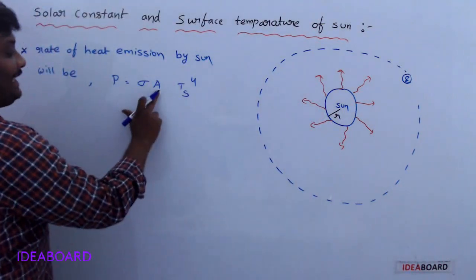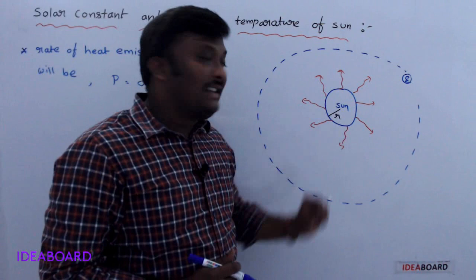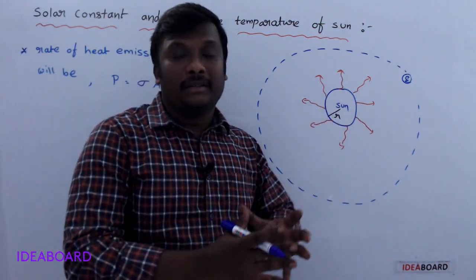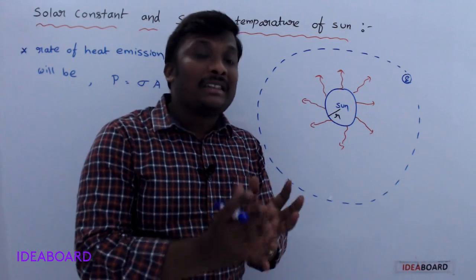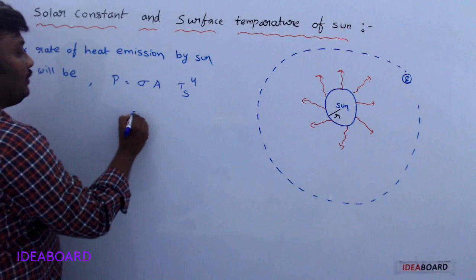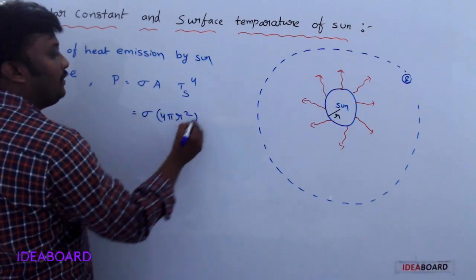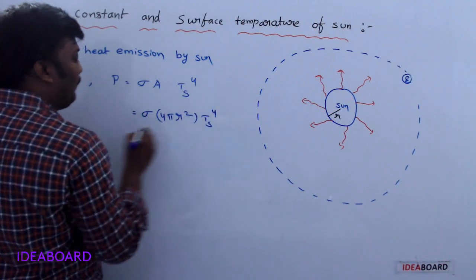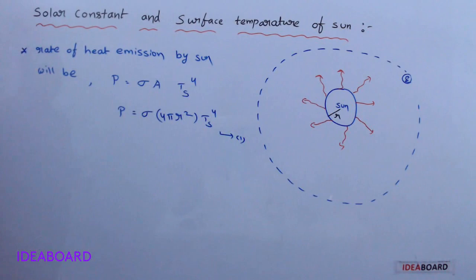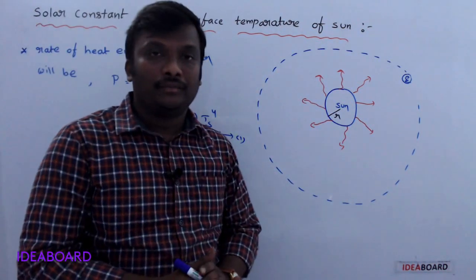Now, what is A? A is the surface area. If r is the radius, and we know the sun is in the form of a sphere. Let us assume the sun is in the form of a sphere. Then the area of the sphere is 4 pi r square, into Ts power 4. Do you understand? So this is the rate of emission by the sun.